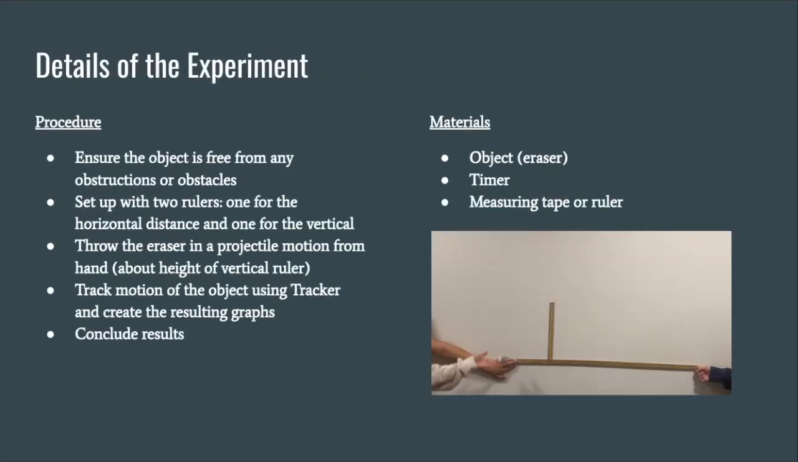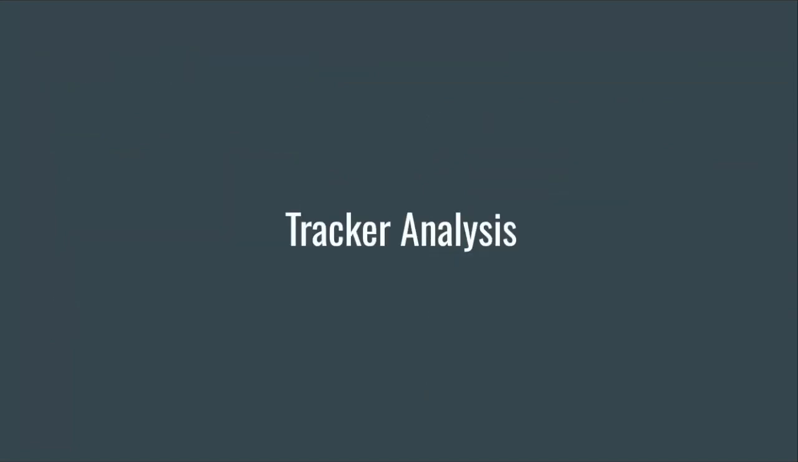For the details of the experiment, we threw an eraser, and we had a ruler to show the horizontal distance as well as the vertical distance. We threw the eraser about the height of the vertical distance, and we tracked the motion using Tracker and created resulting graphs, as well as using computational models to create predicted graphs. The materials we used are an object, which is an eraser, a timer, and a ruler.